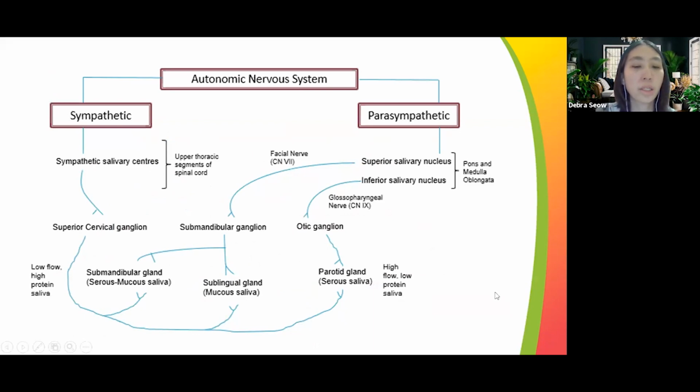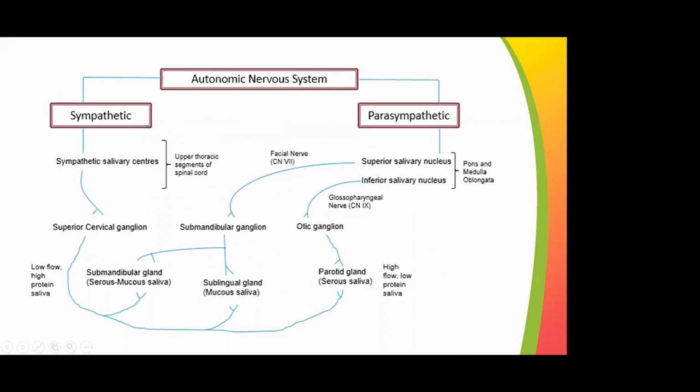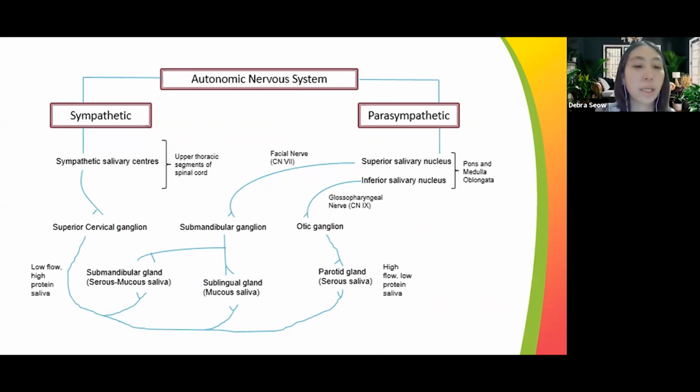You can see that for each gland, the submandibular gland mainly produces serous and mucous saliva. The sublingual gland mainly produces mucous saliva, while the parotid gland mainly produces serous saliva. The submandibular gland mainly produces unstimulated saliva, but the parotid gland usually produces saliva under stimulation, such as chewing, and is responsible for the main production of saliva, which is 66% of the total flow.